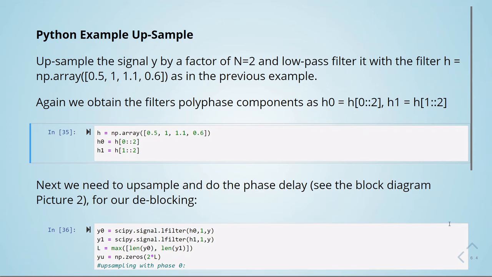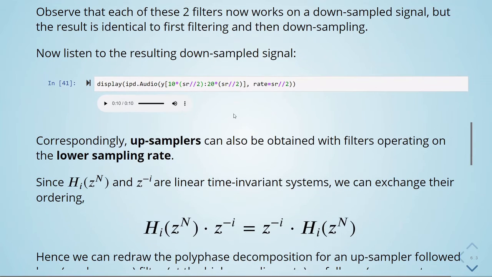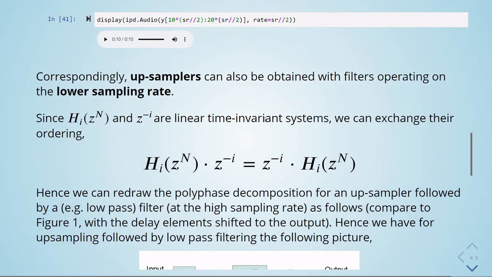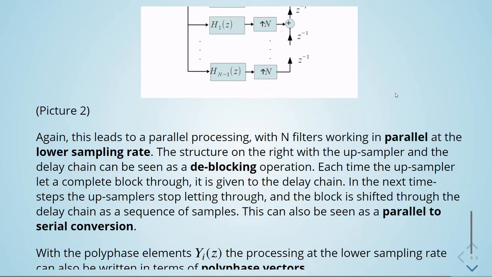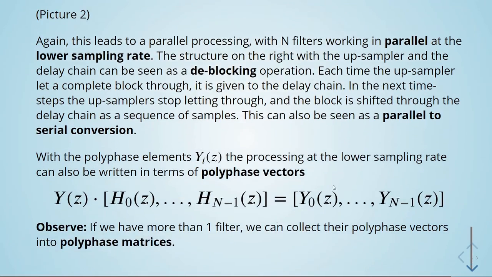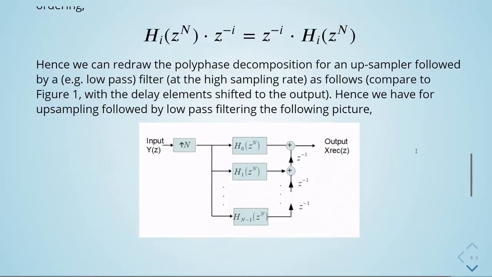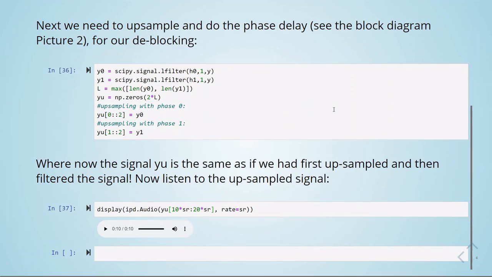We can see that we can use this polyphase decomposition and use our polyphase components to filter and exchange filters to obtain filters operating on the lower sampling rate. This can be very convenient. It can save hardware power and computational power. We've seen this parallel to serial conversion. We've seen blocking and deblocking operations. And that's it for this notebook. I'll see you next time.